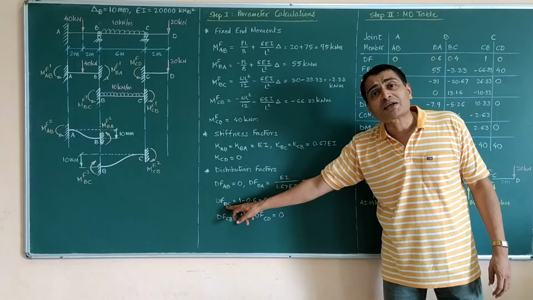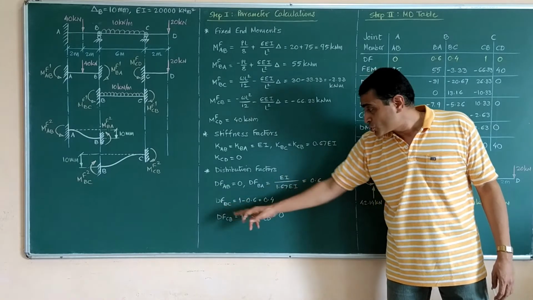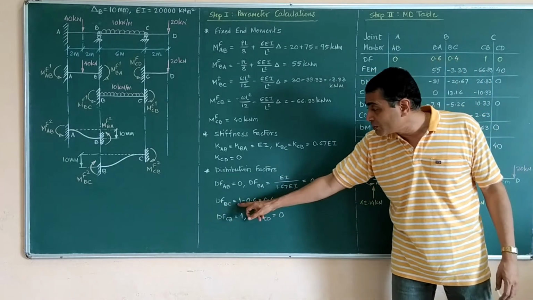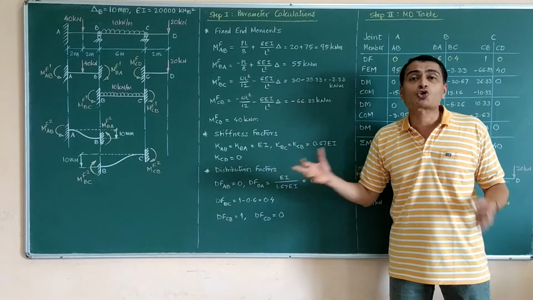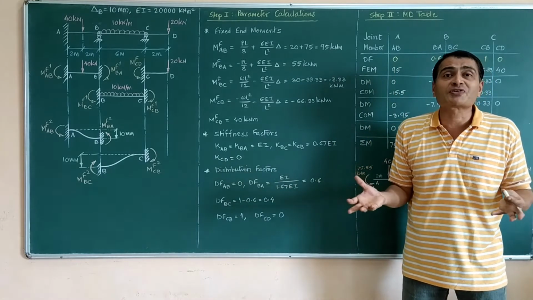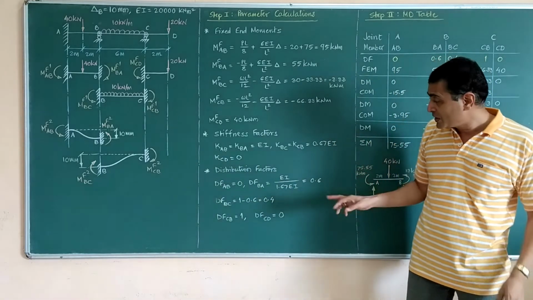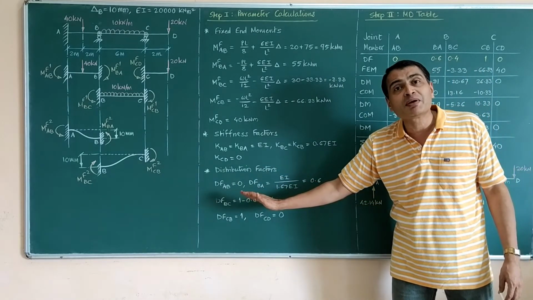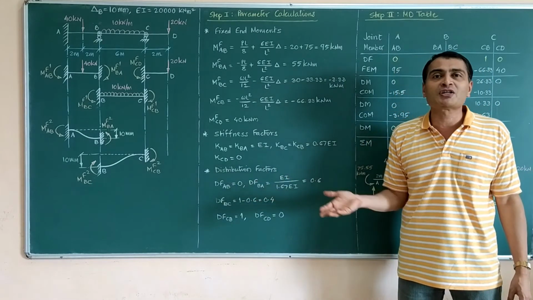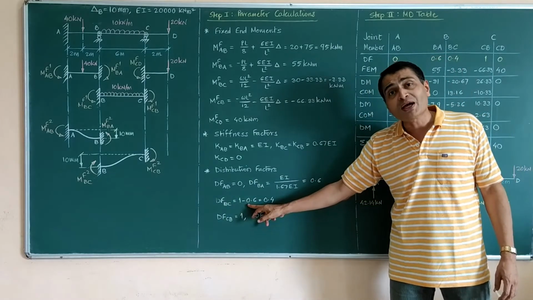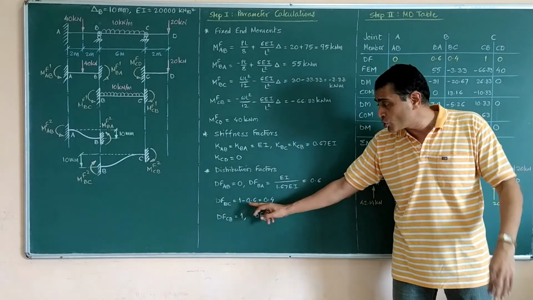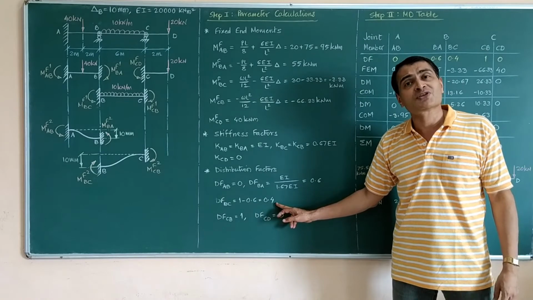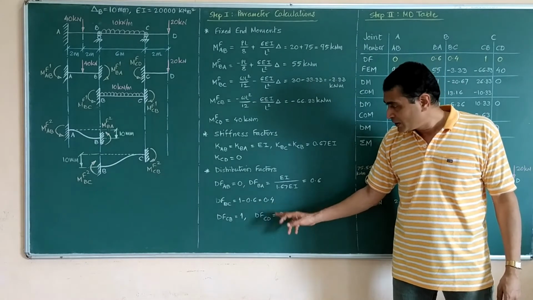Then distribution factor for BC member. It is simply going to be 1 minus 0.6 because total distribution has to be 100%, or the factor should be 1. Since this is 0.6, for the only other member meeting at that joint it is 1 minus 0.6. This we have done in our previous sum also, and that is giving me 40% or 0.4.